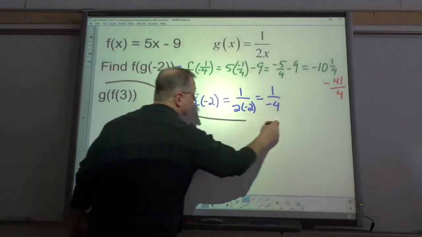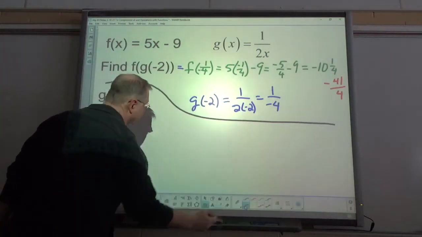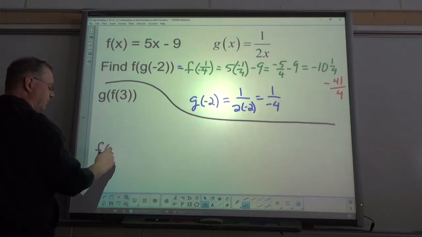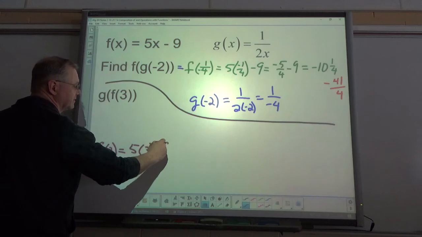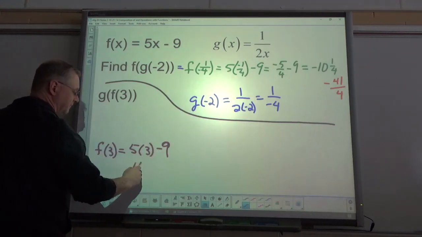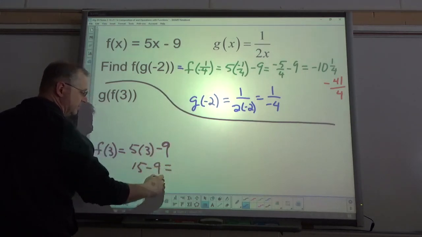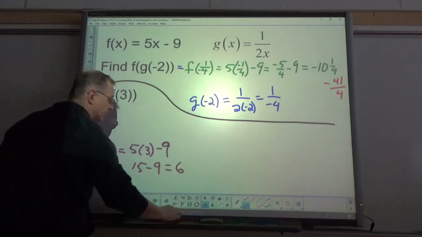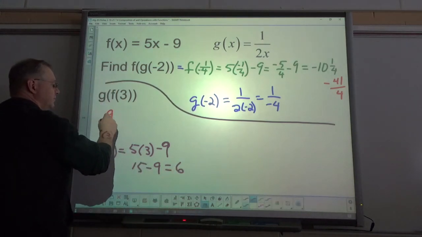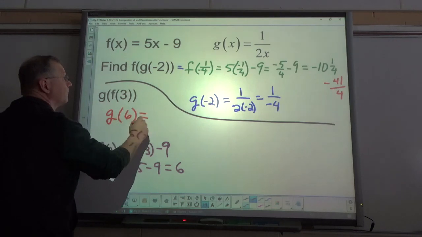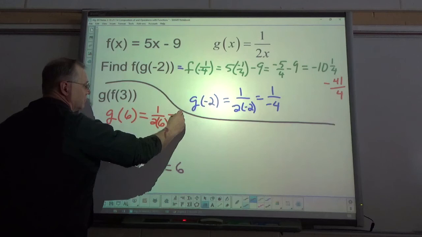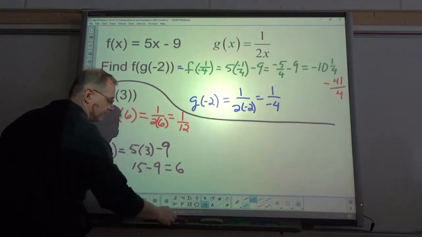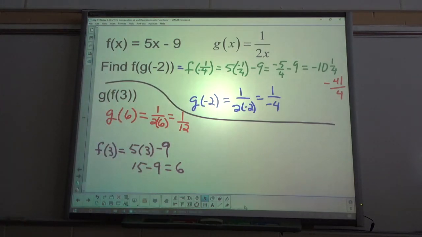Now let's look at this one. f of 3, 5 times 3 minus 9. So 15 minus 9, 6. So I go back up here, g of 6, 1 over 2 times 6, 1 over 12. So g of f of 3 is 1/12.